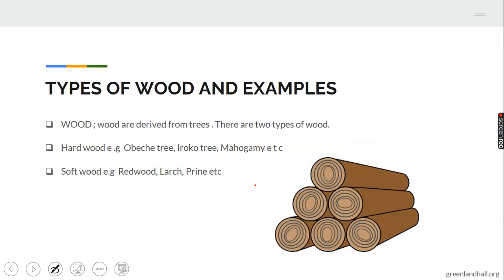Now we have types of wood. We have two major types of wood. Wood is derived from trees. When you look around, you see some trees around. What we get from those trees is wood. And we have two types of wood: hardwood and softwood. Examples of hardwood are obeche, iroko, mahogany. Examples of softwood are redwood, larch, pine, etc.